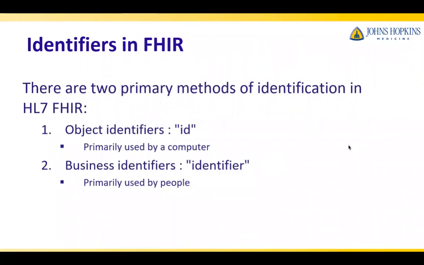Identifiers in FHIR are fairly complex and they can be very confusing. And so we're going to take some time right now to try to demystify identifiers a bit and explain the two primary methods of identification that are used in HL7 FHIR. The first is an object identifier, also called an ID, which is primarily used by computers. The second is a business identifier, known as an identifier, and is primarily used by people.